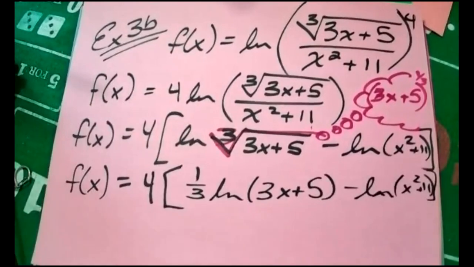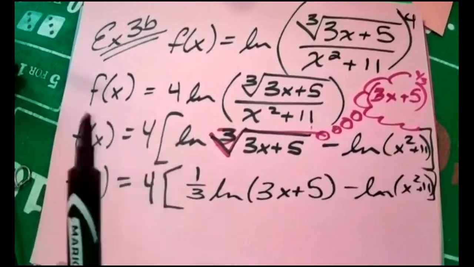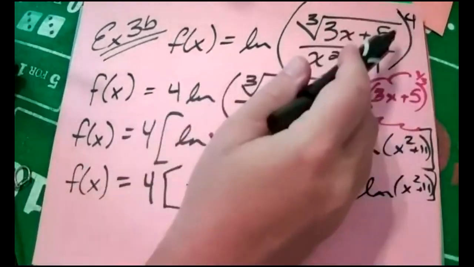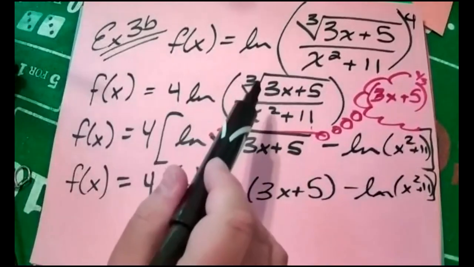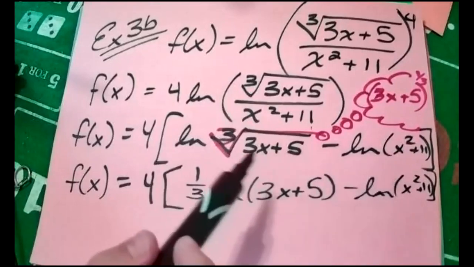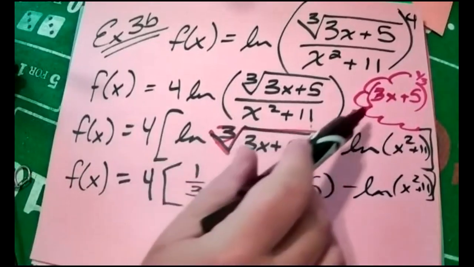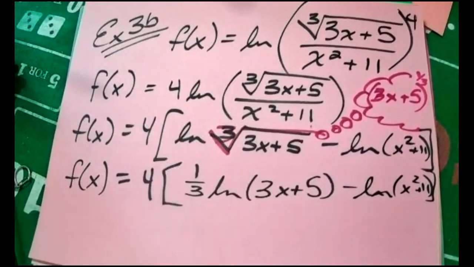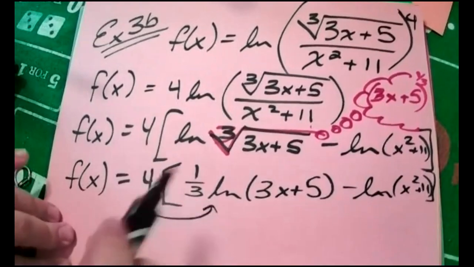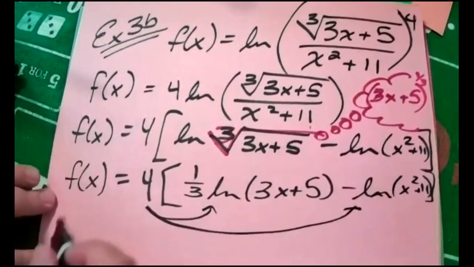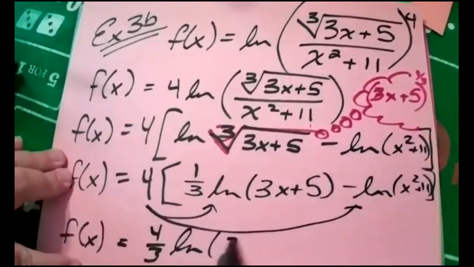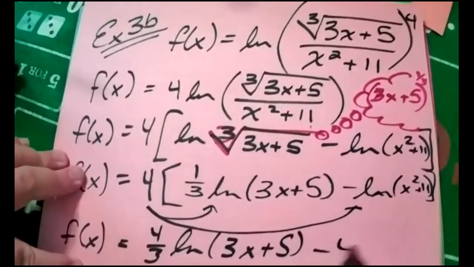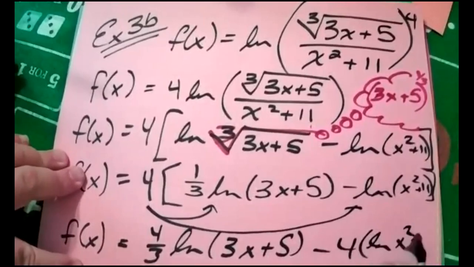All right, now I've expanded it all the way. I can't expand it anymore. I've expanded it first by breaking the 4, which was an exponent, into a multiplier by rule 5. Then I used the quotient rule, which is rule 4, to show that I could do this and this as 2 separate logs. Then once I did that, I wound up with a new power again, that I could apply rule number 5, the power rule, to, by putting that 1/3 out in front. My last step is to distribute the 4 to this and distribute the 4 to that, which gives you f of x equals 4/3 natural log of 3x plus 5 minus 4 natural log of x squared plus 11.